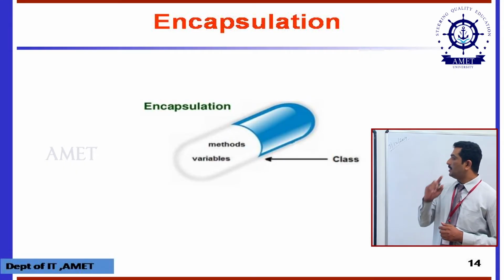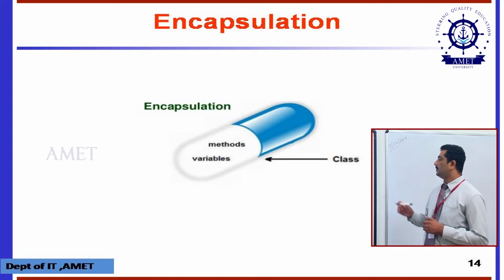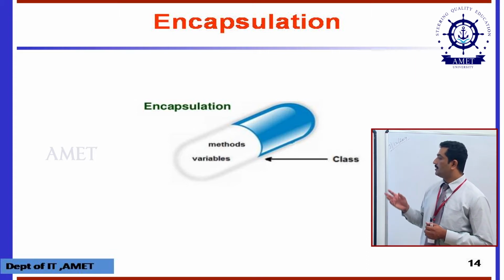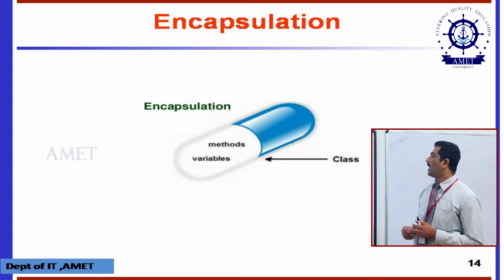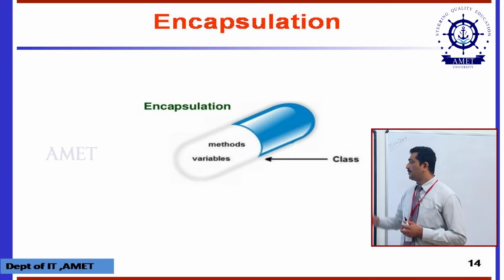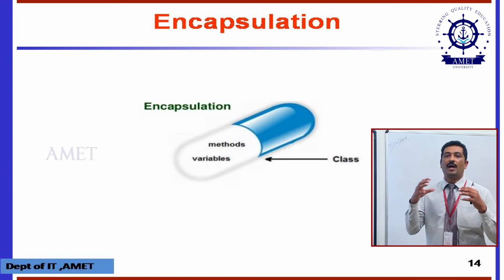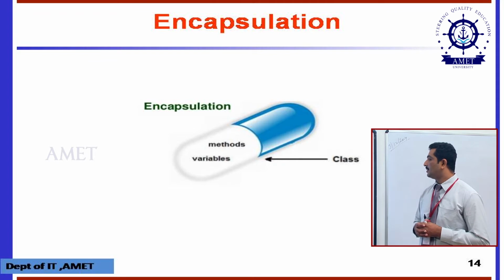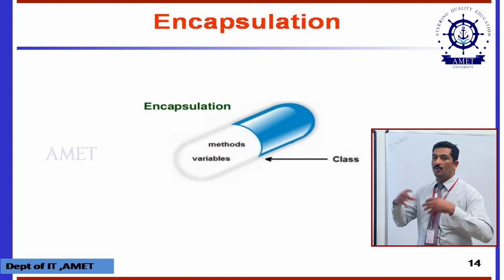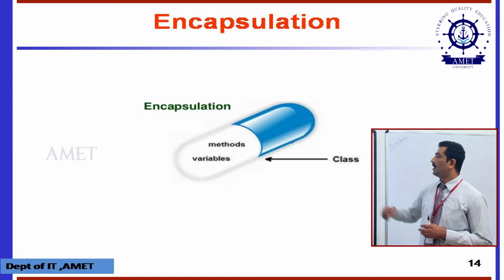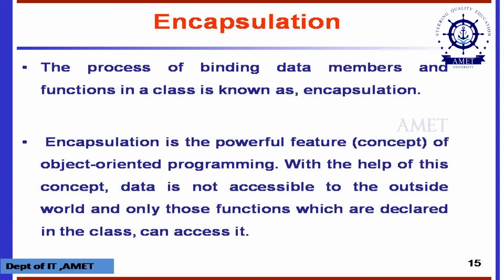Next is encapsulation. The word is derived from capsule. A capsule is something that covers some drug with a plastic cover. Here also, the encapsulation concept covers or hides something. The class has many methods, variables and values, all covered by the class. That concept is called encapsulation. Encapsulation is the process of binding data members and functions in a class.